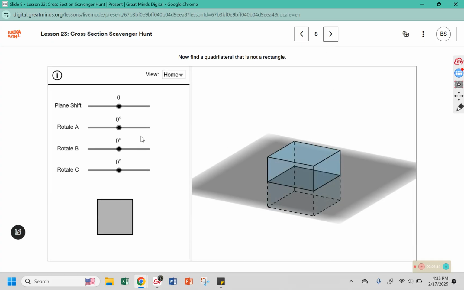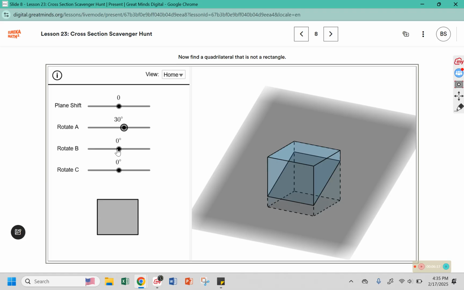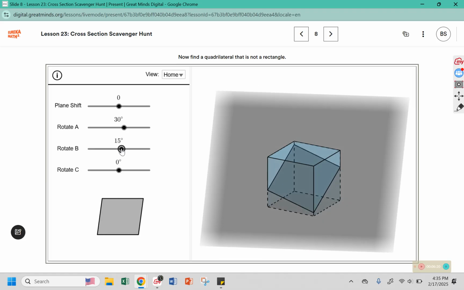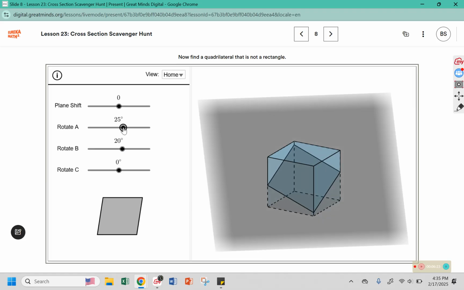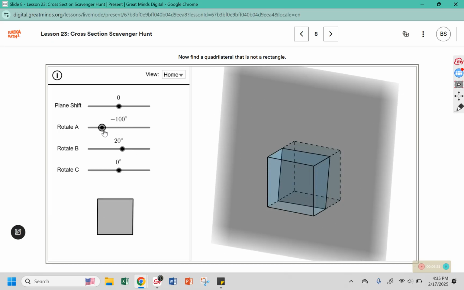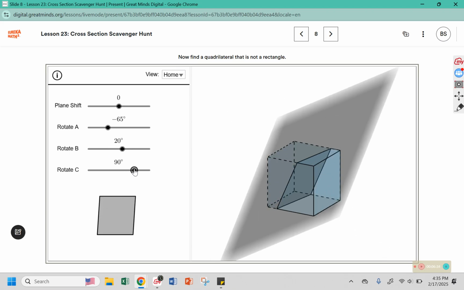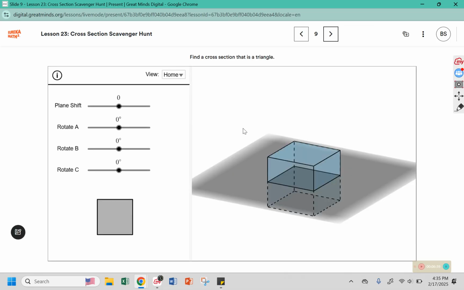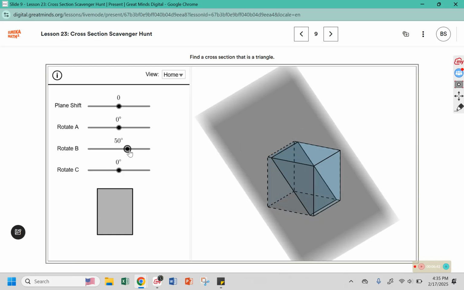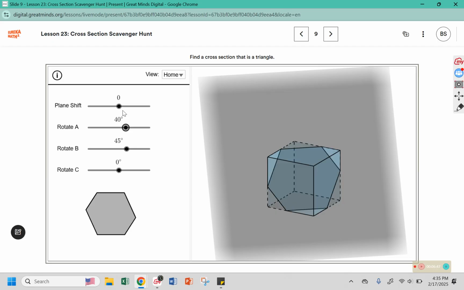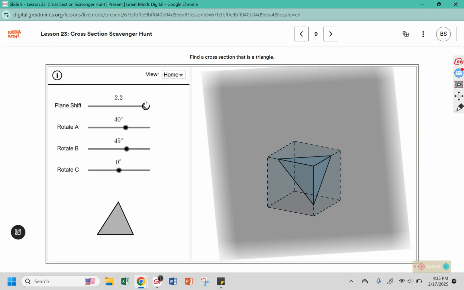Now find a quadrilateral that is not a rectangle. So we'll need to angle it in multiple directions. Here you can see I have a parallelogram. It's slightly angled off to the side. Find a cross section that is a triangle. So we're going to angle the plane and then we're going to also scoot it out towards the corner. So we get a cross section that is a triangle.